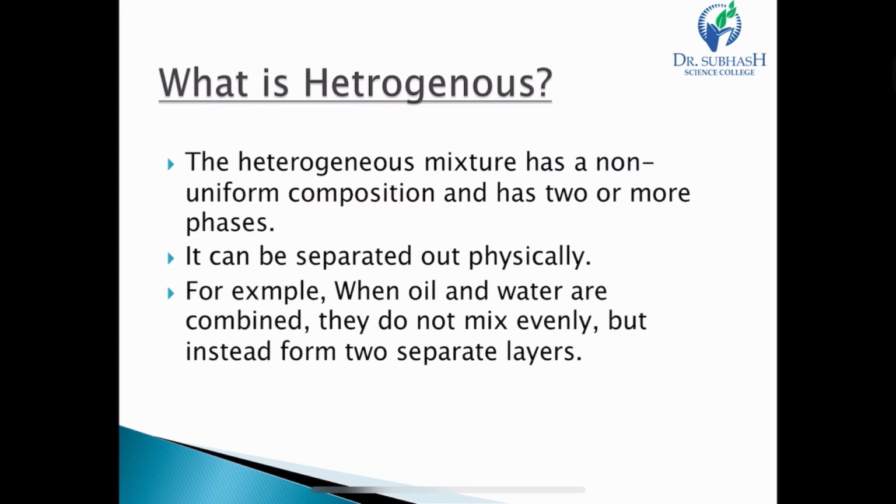Furthermore, what is heterogeneous? The heterogeneous mixture has a non-uniform composition and has two or more phases. That which has more than one phase, what can we call it? Heterogeneous, okay? It can be separated out physically. For example, when oil and water are combined, they do not mix evenly, but instead form two separate layers. You all know, if you put oil in water it will not mix completely, but will make a separate layer, right? There are lots of examples of homogeneous and heterogeneous, right?